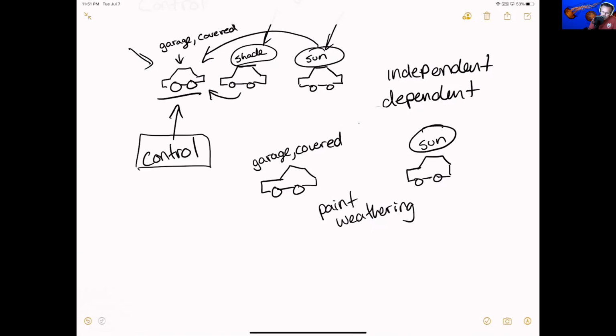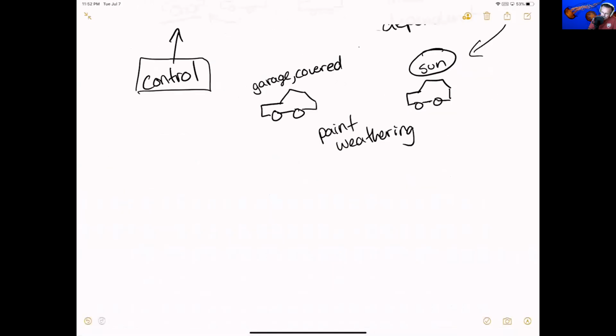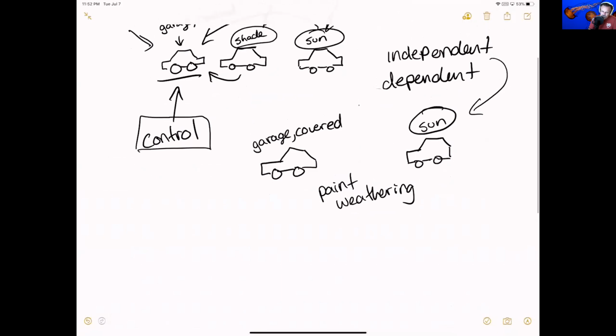Now, the dependent variable is the one that depends on that independent variable. It's the one that depends on what happens to other variables. So what are we looking for here? What would the sun cause? Well, it causes weathering. So the amount of paint weathering is our dependent variable. A good way to think of that is the amount of weathered paint, how much the paint breaks down, is dependent on how much sun it sees, because the car in the sun is probably going to break down a lot more than the car in the garage. The covered car is not going to be exposed to ultraviolet rays or anything like that that breaks things down.